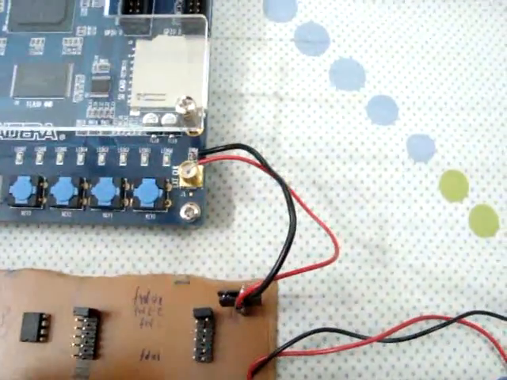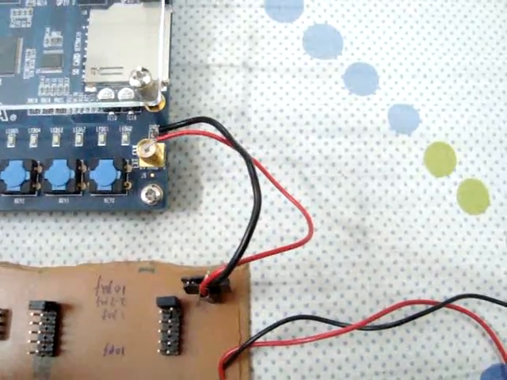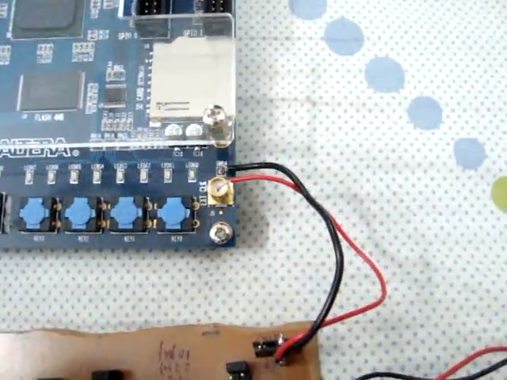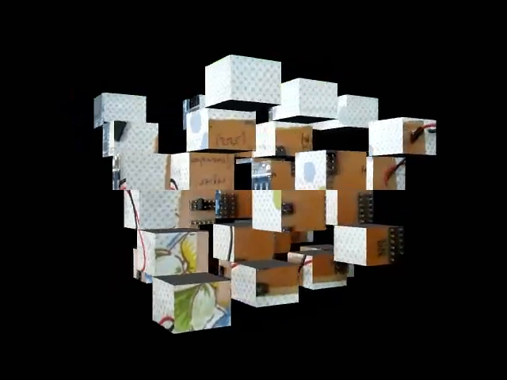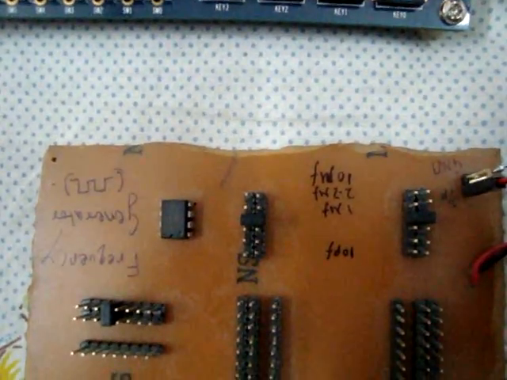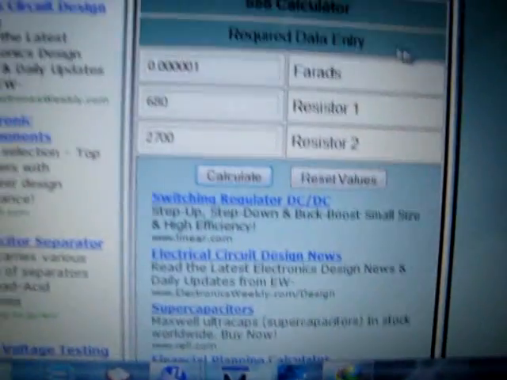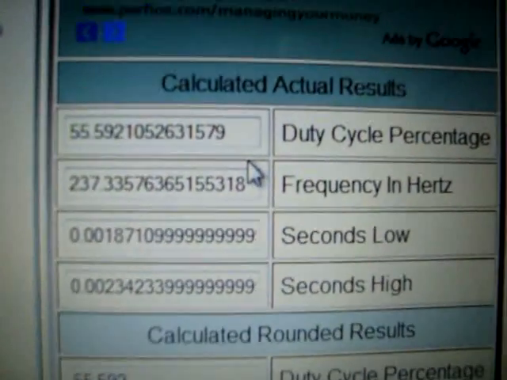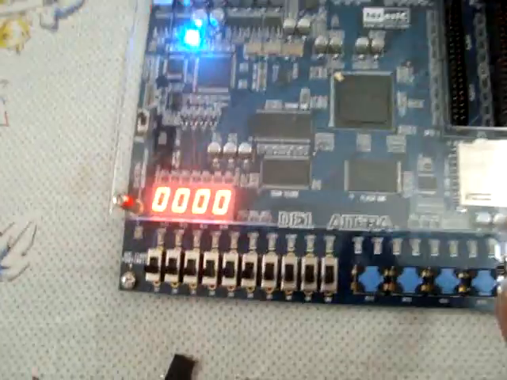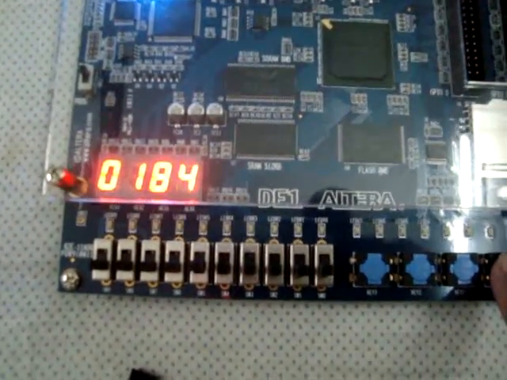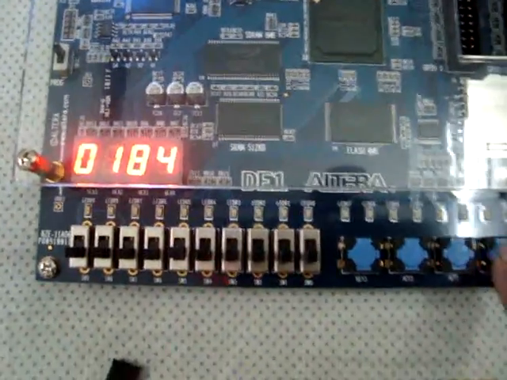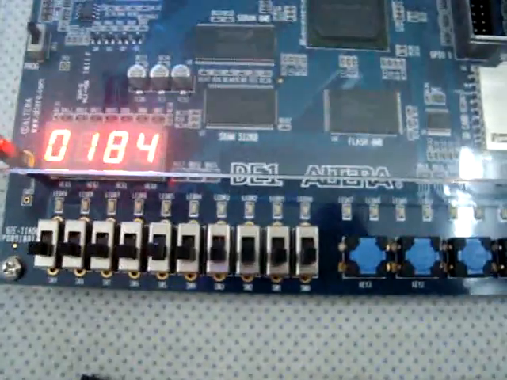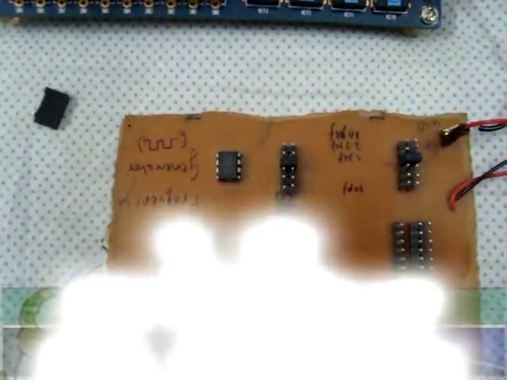Now let's check a bit higher frequencies. I have made the resistor value 2.7k and the capacitor value 1 microfarad, and let's check what the theoretical calculation shows. It says the frequency should be 237 Hz. Now let's check it on the board, that is, what practical frequency it generates. The 555 is generating 184 Hz. That's normal because there are practical errors inside the 555 also. But at lower frequencies it is showing a good result.